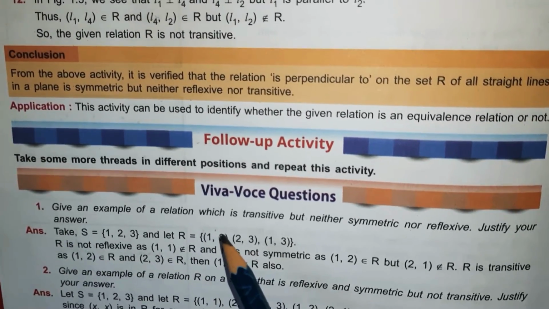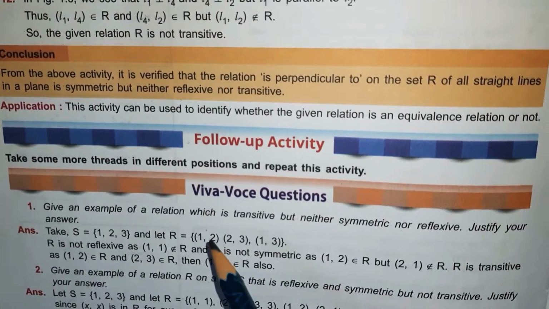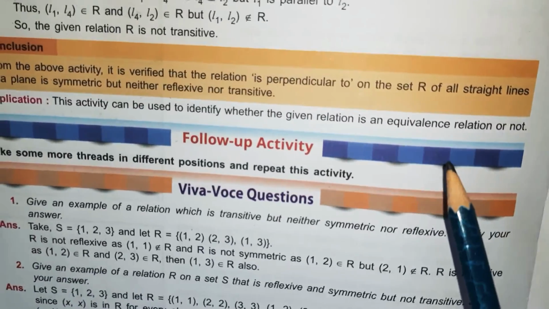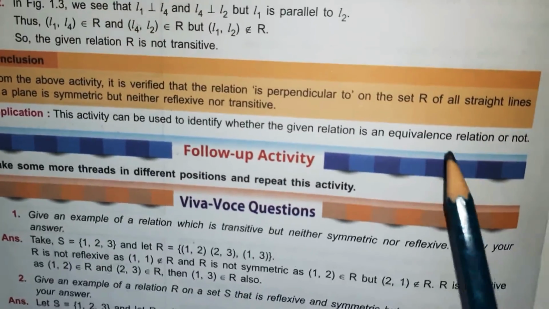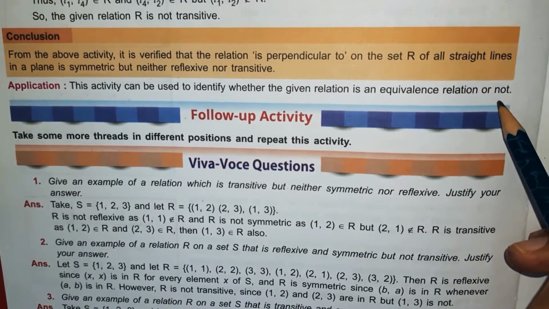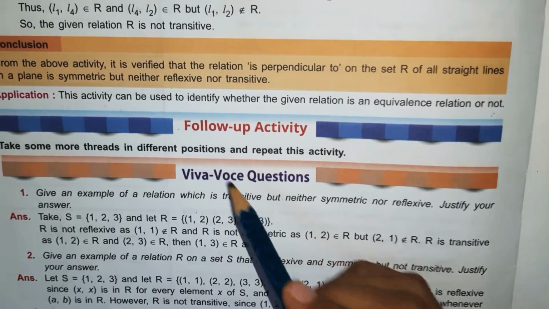What do you mean by equivalence relation? If it is reflexive, symmetric, and transitive, it will be called an equivalence relation. Otherwise, it's not an equivalence relation. Now, while writing in the lab manual, you need to cover it up till application. This follow-up activity is not required, and these are the viva voce questions.